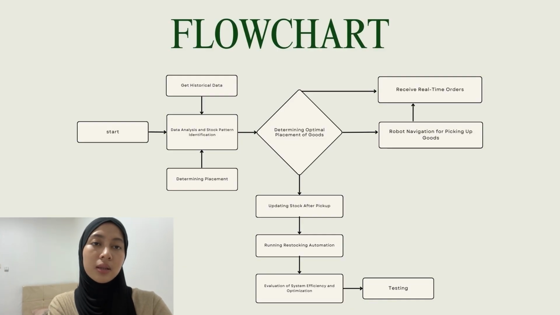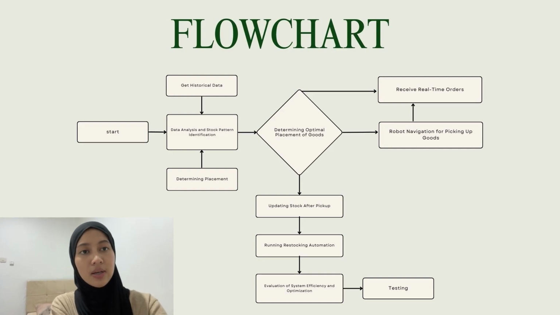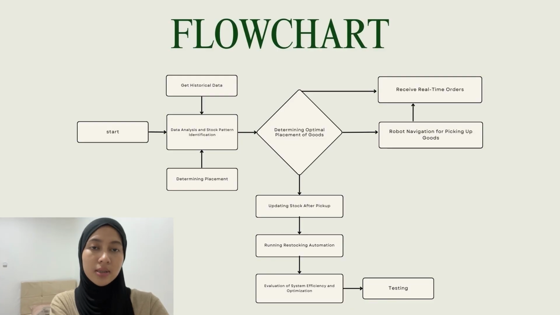Next, robot navigation for picking up goods. Robots are then deployed to pick up goods from the determined locations, ensuring a faster and more efficient process. Next, updating stock after pickup. Once goods are picked, stock levels are updated in real time to reflect the change. This keeps the inventory accurate and up to date.